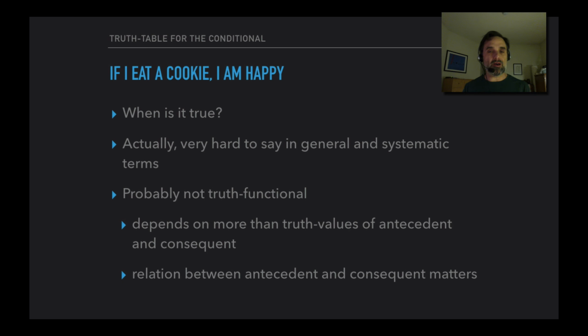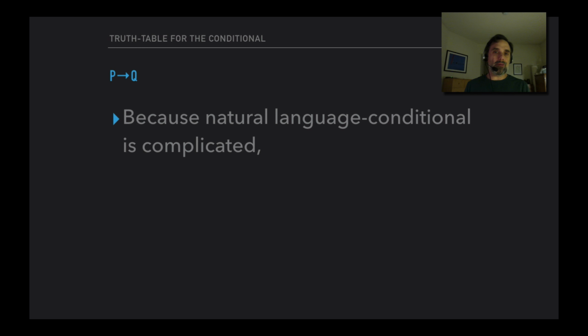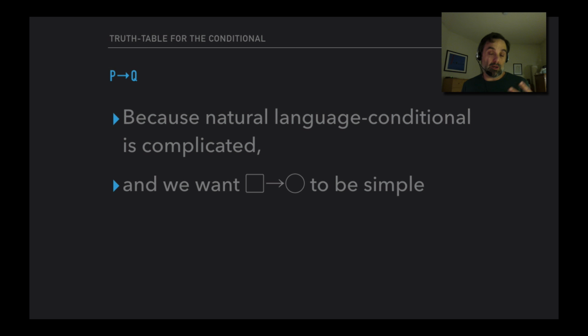You need to know something about how the antecedent and the consequent are related. Does the truth of the consequent depend upon the truth of the antecedent or not? And that's not just a question of whether or not they're both true or both false or both likely to be true or what have you. You need to know about the relationship. But we don't want to get into those complications in this course. The course is complicated enough as it is. So we want our conditional in the logical language, the arrow sign, to be simple.